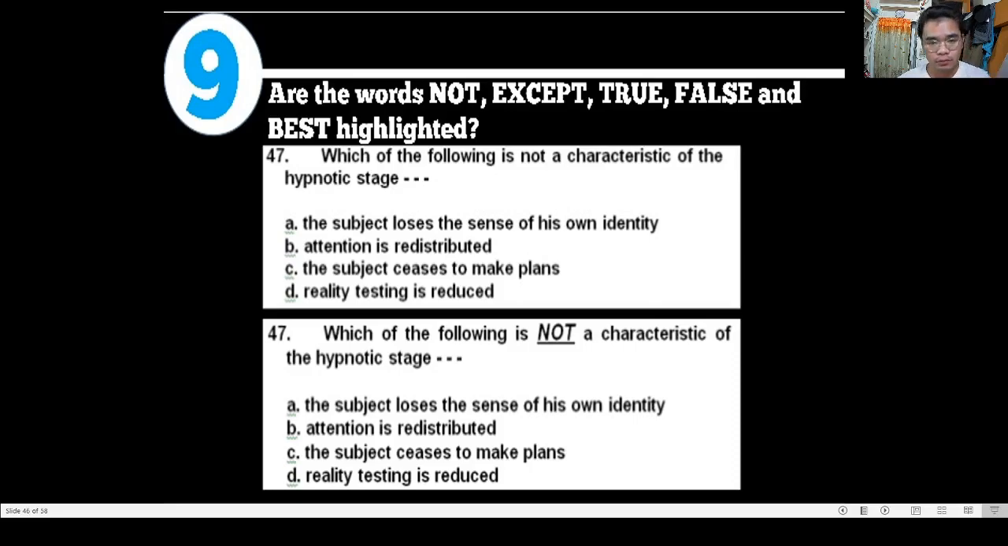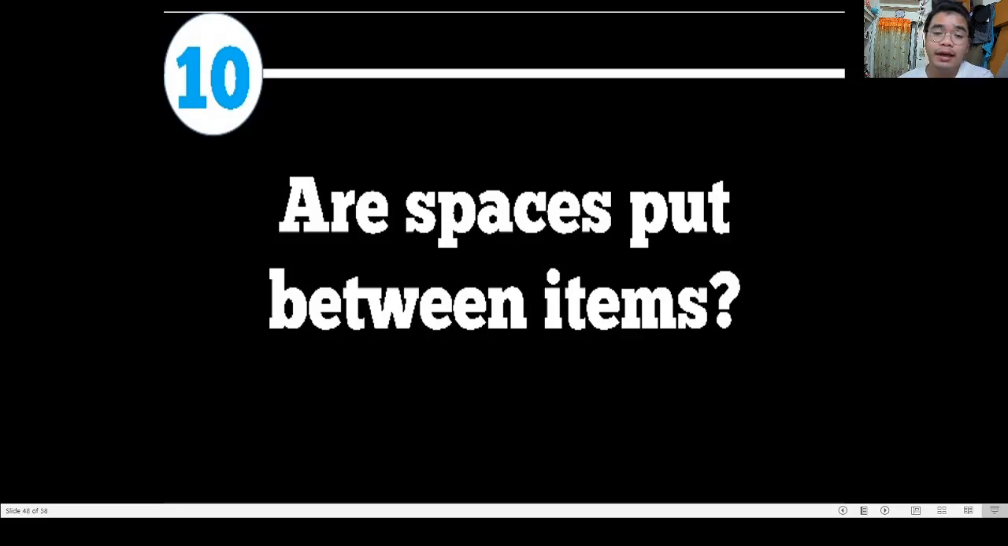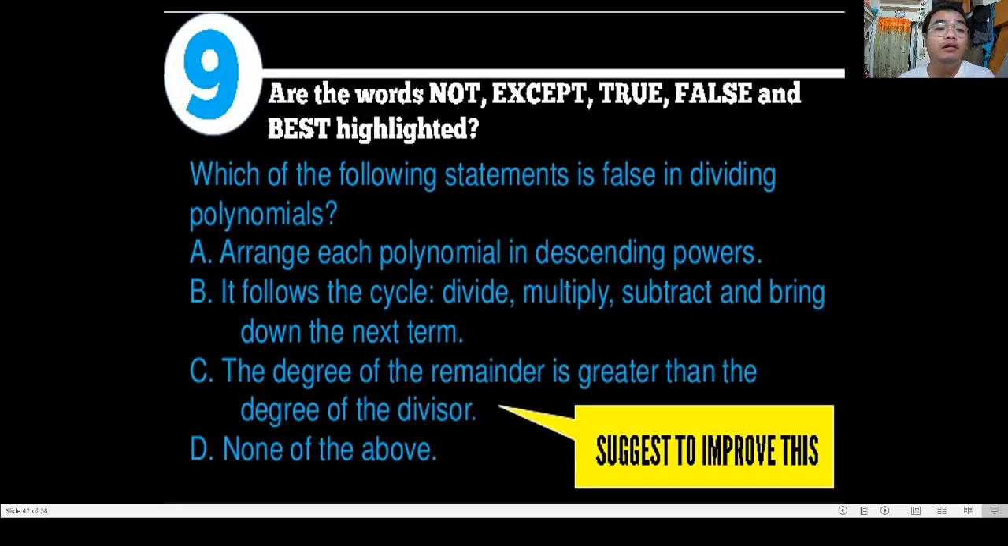For example, which of the following is not a characteristic of the hypnotic stage? We want to highlight that by underlining it, putting it in capital letters, or bolding it. Any way that we could highlight it can help our students identify the correct answer. For example, number 9, which of the following statements is false? What can you do here? To improve this, we can highlight the word false.